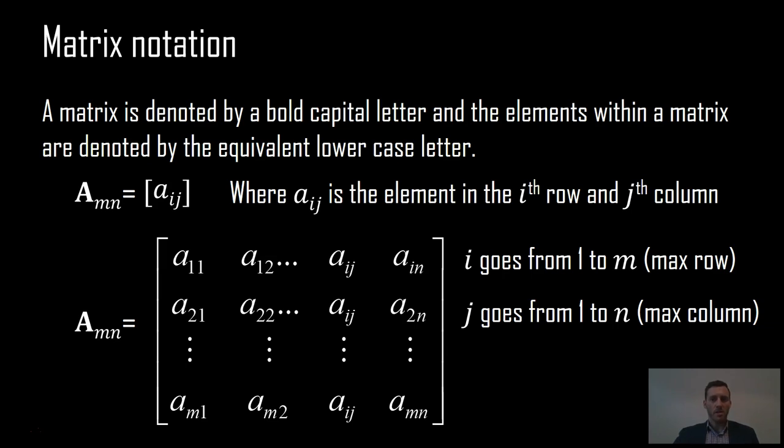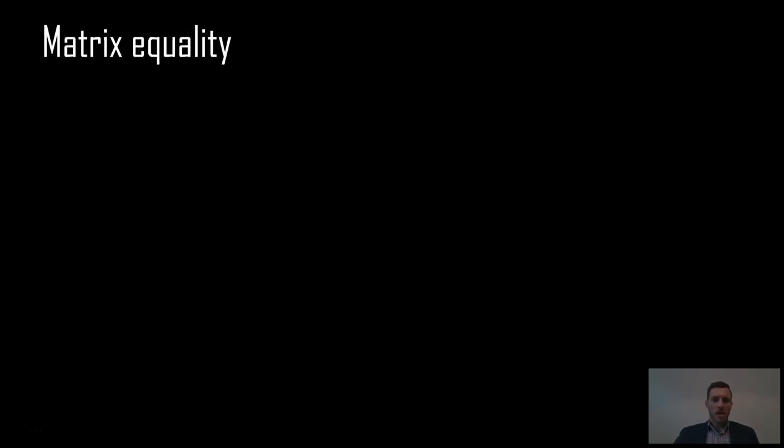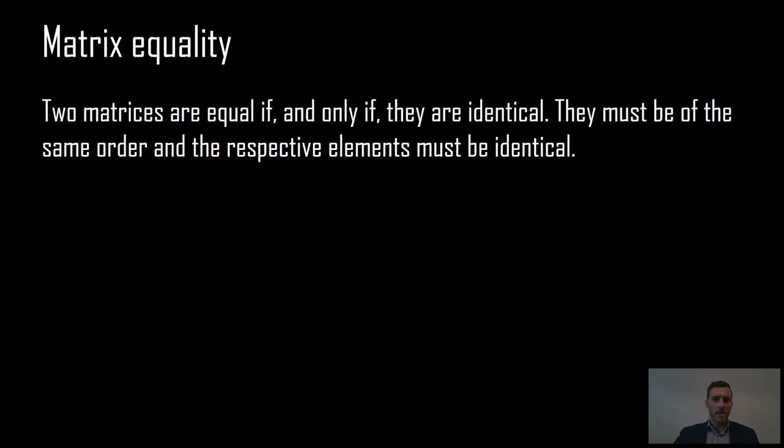i goes from 1 to m because m is the maximum number of rows. j goes from 1 to n because n is the maximum number of columns in the matrix. This is why the element in the bottom right-hand corner is written with the subscript mn. Two matrices are equal if and only if they're identical. This means that they must be of the same order.